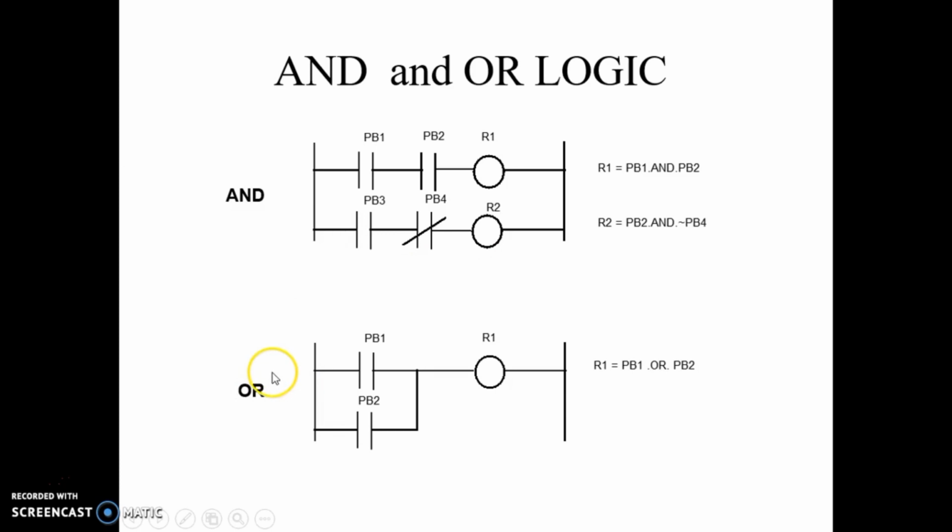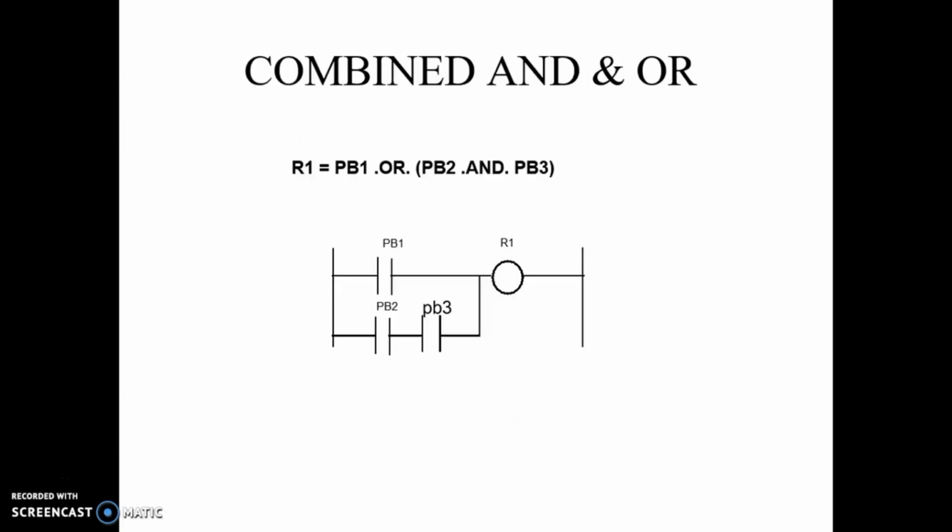Now for OR logic, if you want to take an output whenever any one condition is satisfied, then you apply this logic. Suppose this is push button 1 and this is push button 2. If any one of the contacts is energized, it will give an output. So this is again a different combination. This is OR.